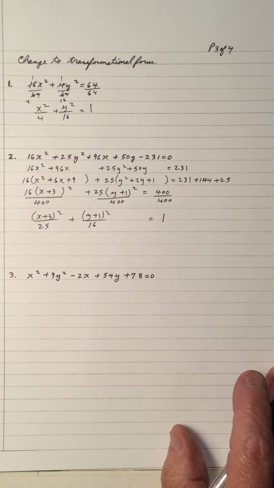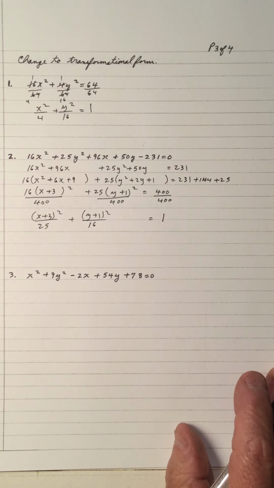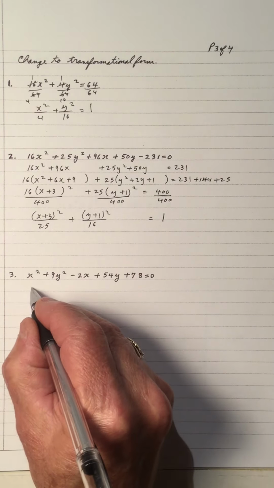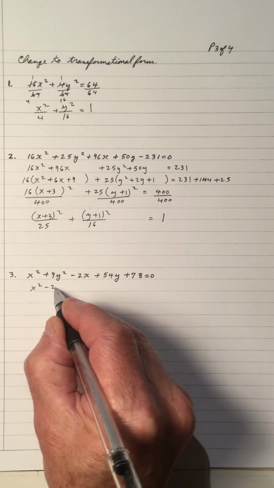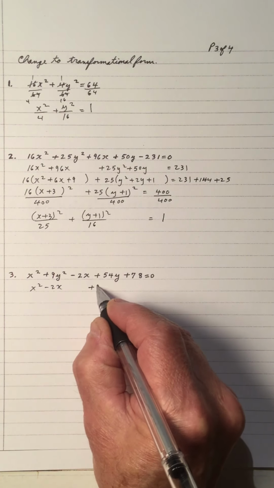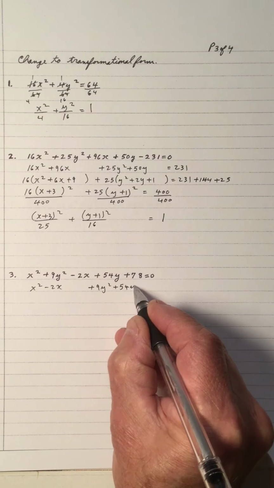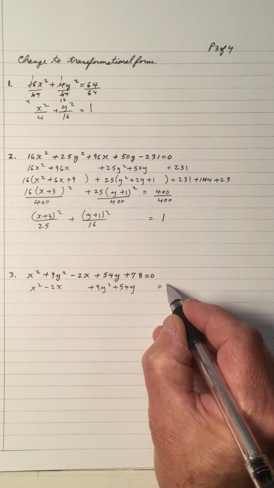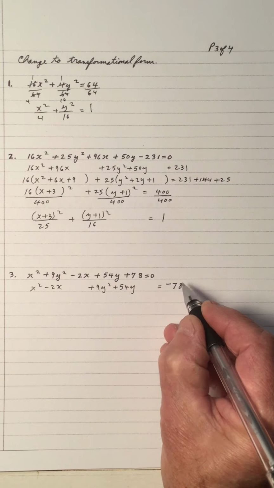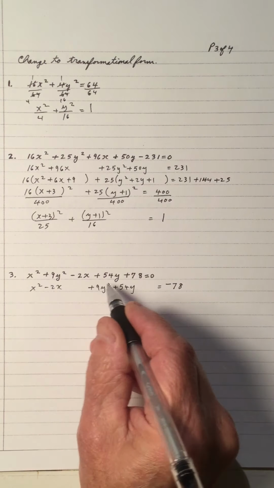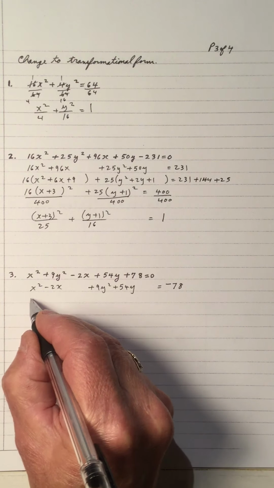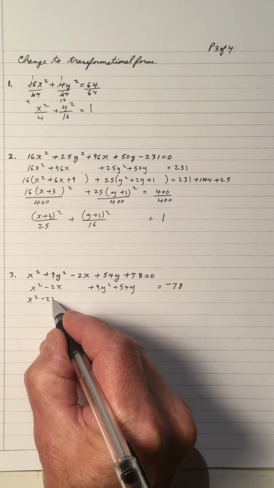And another one to do. Here we go. Let's see. We have to group the x's. We group the y's. And move the 78 over to become a minus. And we complete the square with nothing to factor here, so we just leave that alone.